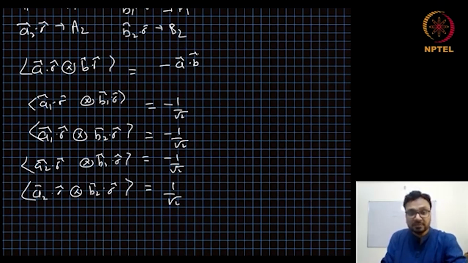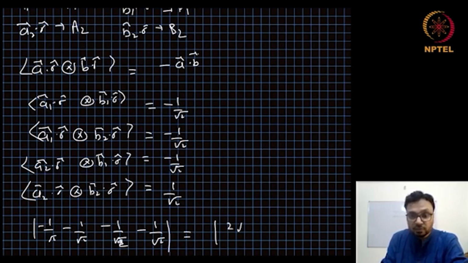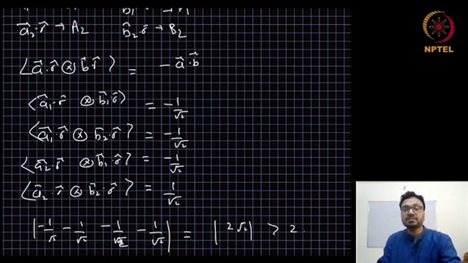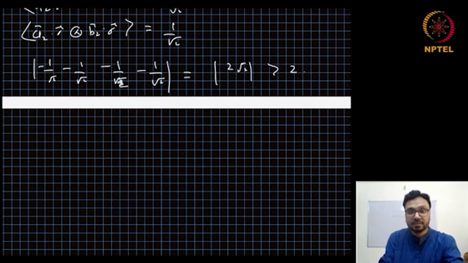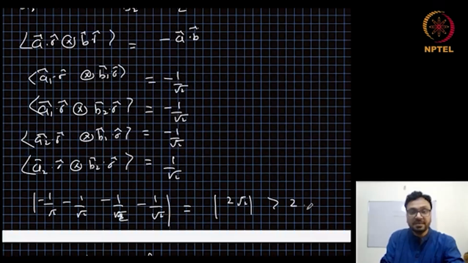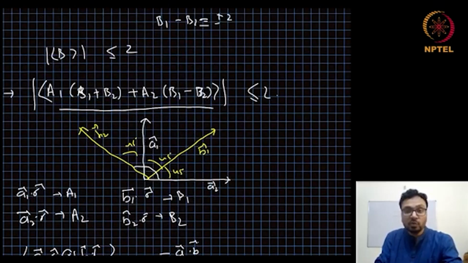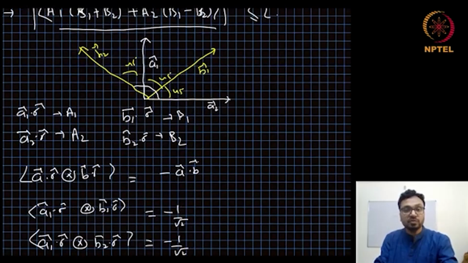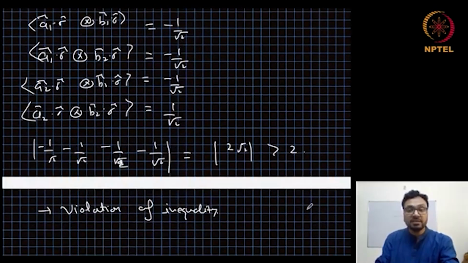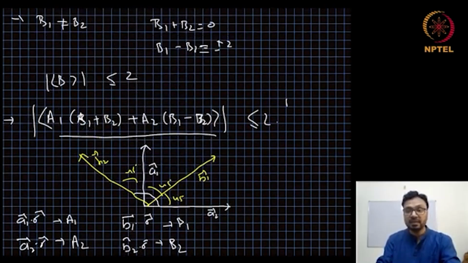And our expression requires the first term plus the second term plus the third term minus the fourth term, and the mod of that is 2 root 2, which is greater than 2. Hence it's a violation of the inequality. Let me repeat. By the local hidden variable theory, this quantity should always be less than or equal to 2. But if we choose the vectors and observables carefully in quantum mechanics, then this quantity can reach up to 2 root 2, which is about 2.82, much larger than 2. Hence, it violates the inequality. And this inequality is called the Bell CHSH inequality.